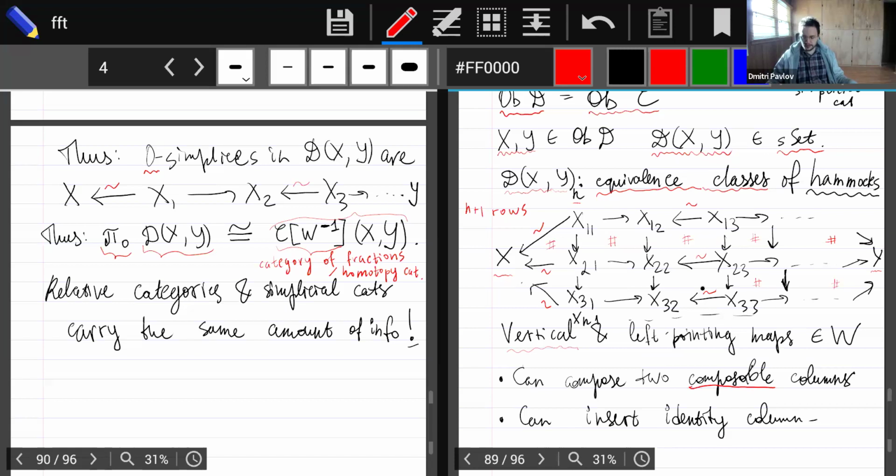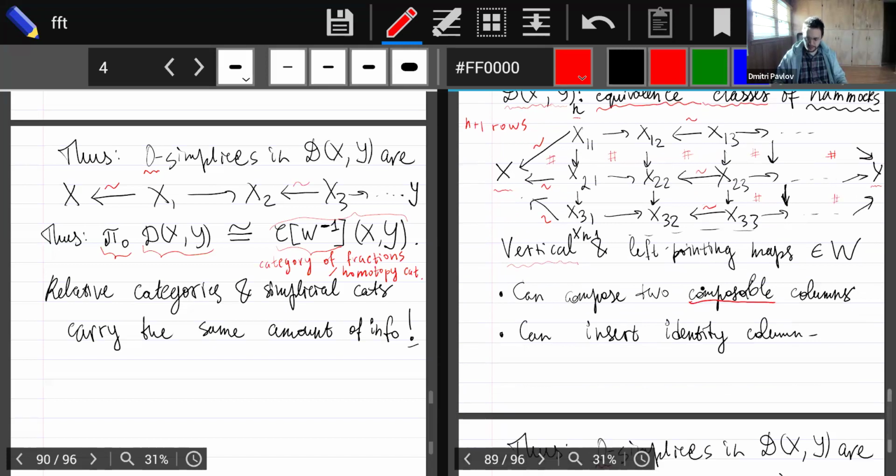Okay, and as you can obviously imagine, such pictures can be composed. Let me maybe draw at least one composition here. Imagine I have, say, two different simplices. Let me point in the opposite direction just for fun. And here is one more. Let me make this one short because why not? This will be a hammock with only two columns. And in the middle, you have some vertical maps, which are weak equivalences.